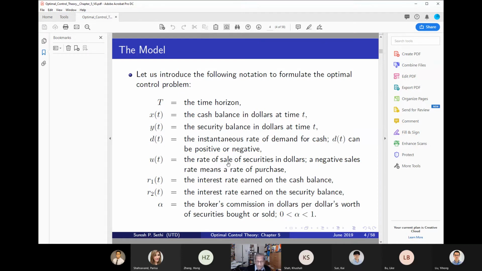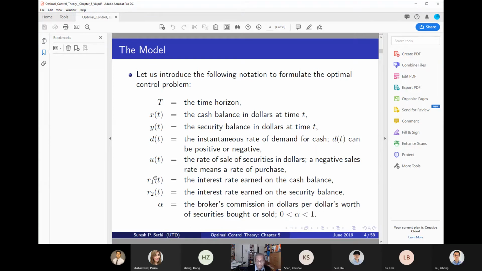UT is the rate of sale of securities in dollars, and a negative sell rate means a purchase. So when I sell, it's positive, when I purchase, negative. Alpha is the broker's commission, strictly between 0 and 1. R1T is the interest rate earned on the cash balance. I keep my cash balance in a savings account, and that gives me interest R1T, which I predict to be this over time.